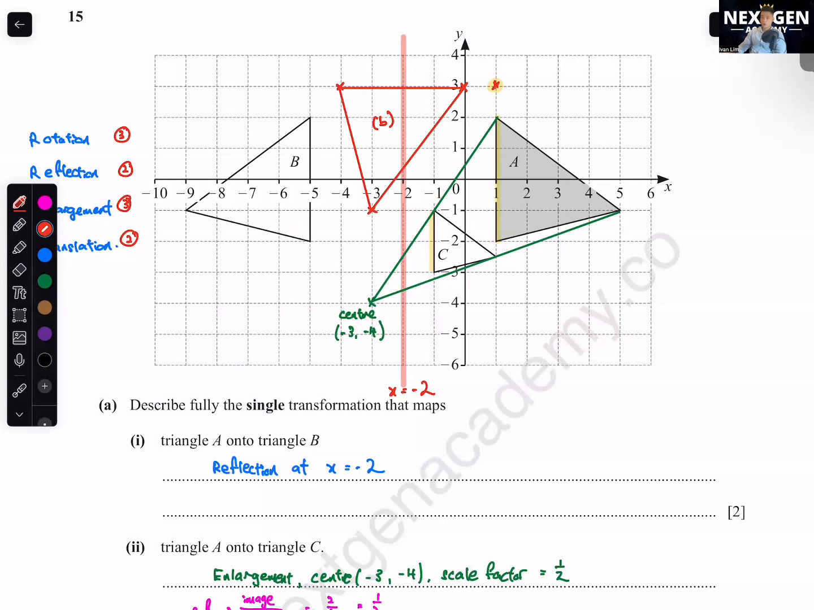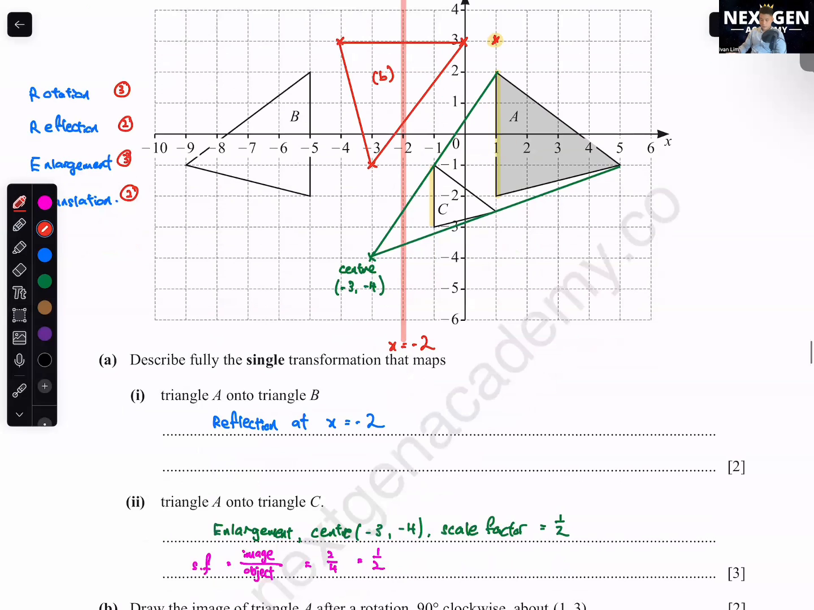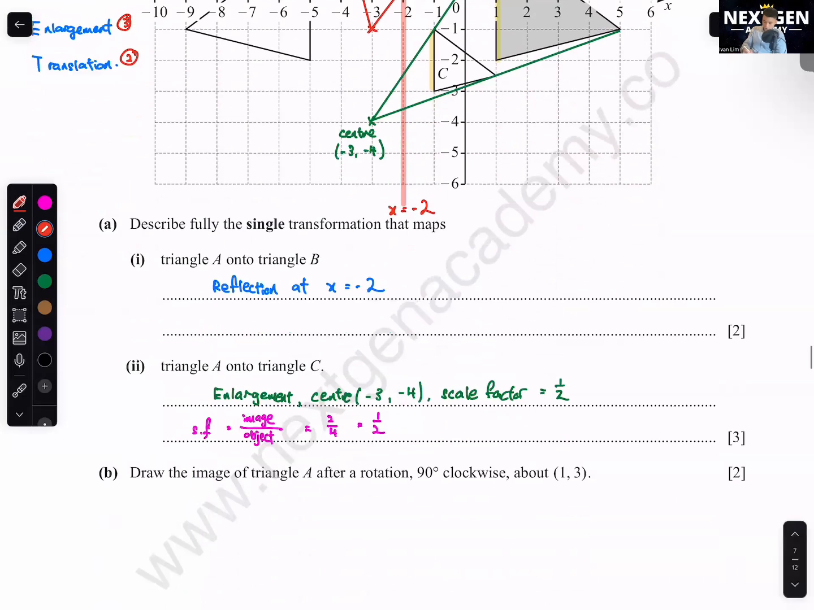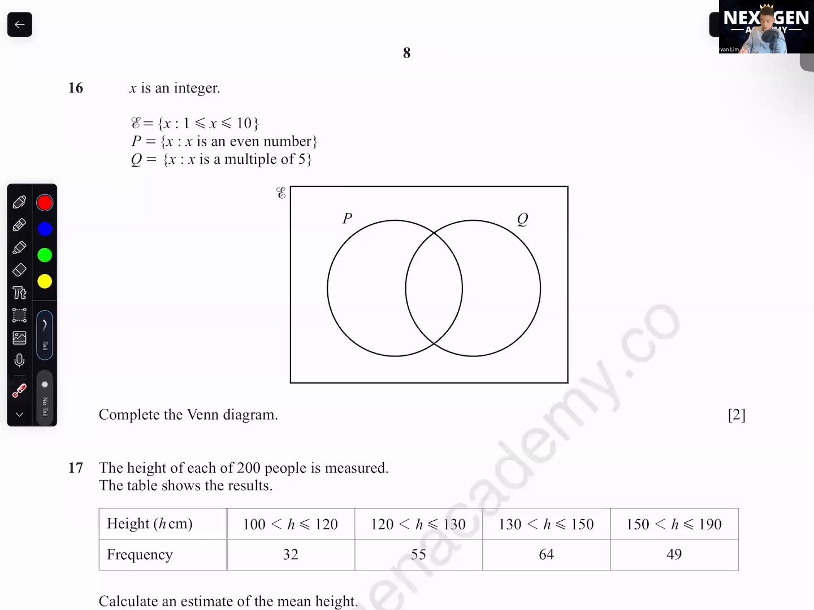All right, let's move on to question 16. X is an integer. The universal set is 1 to 10. P is an even number. Q, X is a multiple of 5. Okay, what I like to do is write down all the values that represent the set first. Even numbers: 2, 4, 6, 8, 10. Multiples of 5: 5 and 10.